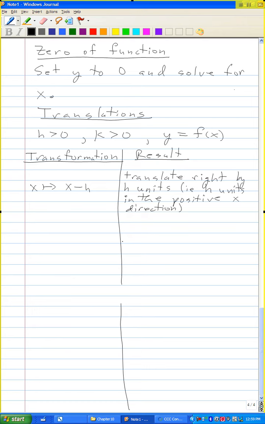Okay. Next, suppose I have the following transformation. Instead of writing x, I write x plus h. In this case, I'll translate left by h units. So in other words, h units in the negative x direction.